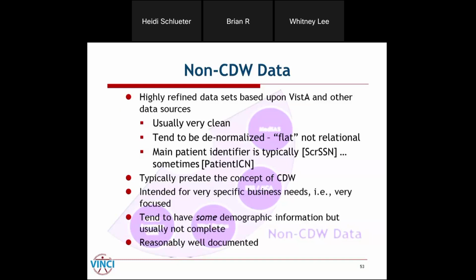Typically, these tables tend to predate the concept of CDW. They tend to be intended for very specific business needs, so they are very focused. There's some demographic information in here, but it's usually not complete, and this data is reasonably well documented.